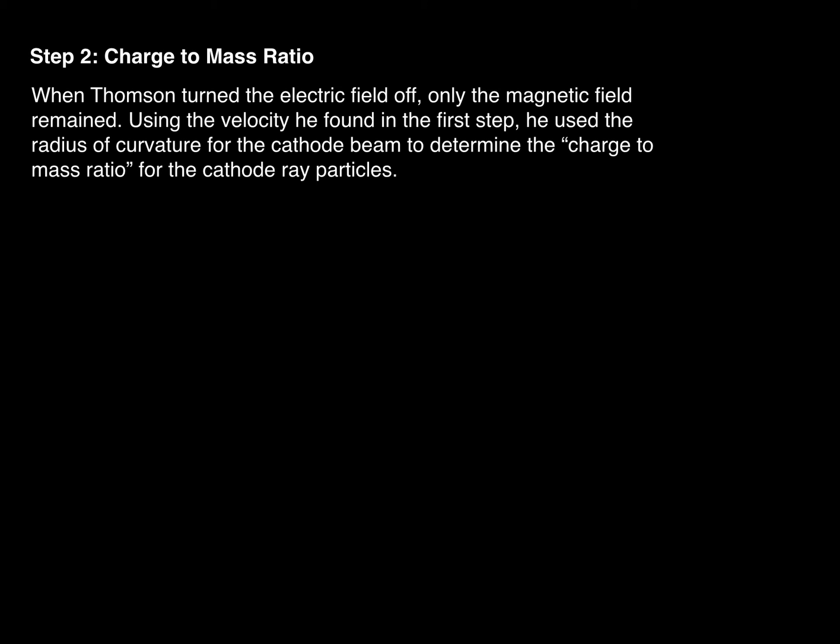In the second step, Thomson calculated the charge-to-mass ratio for the electron. When Thomson turned the electric field off, only the magnetic field remained. Using the velocity he found in the first step, he used the radius of curvature for the cathode beam to determine the charge-to-mass ratio for the cathode ray particles. The velocity was now known based on the work he'd done with the velocity selector stage. The radius was measured, so it became a known value, and he was looking for the charge-to-mass ratio.